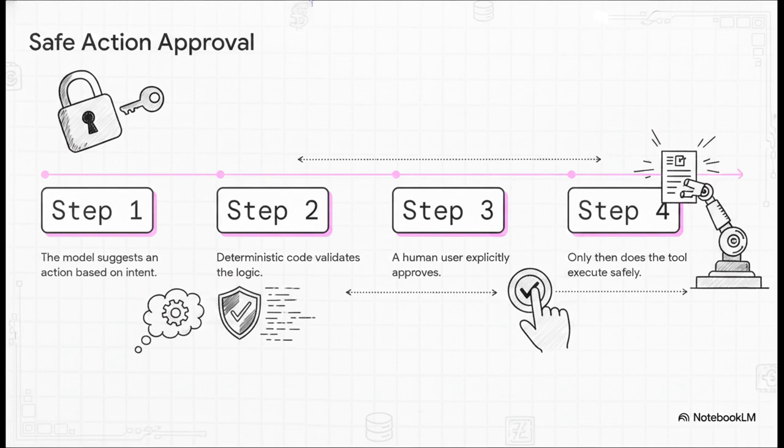Step 2, your traditional deterministic application code validates that logic, checks permissions, and ensures it complies with hard-coded business rules. Step 3, a human user explicitly approves the high-stakes action. And Step 4, only then does the tool actually execute. The AI agent should never, ever be the ultimate source of truth for your business rules. Your traditional application code has to own that authority.